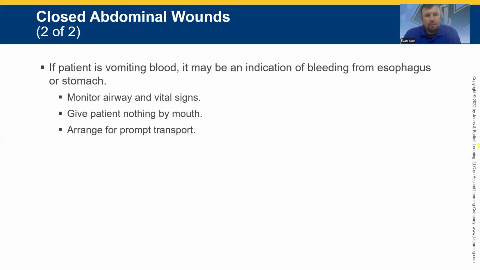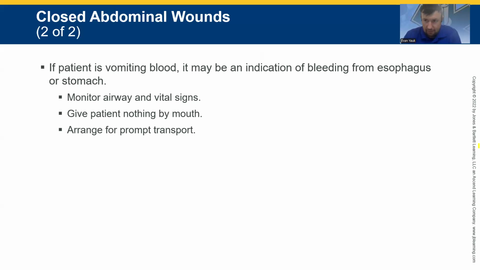If a patient's vomiting blood, it may be an indication of bleeding from the esophagus or stomach. Monitor that airway and vital signs. Give the patient nothing by mouth. Arrange for prompt transport. Especially if I've got a traumatic injury of some kind and they're throwing up blood, I'm calling a helicopter. That's my personal opinion. But right there, monitor the airway and vital signs.